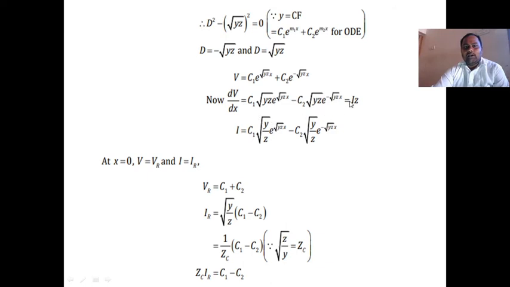Find out the I value. I value becomes dV by dx into 1 by z. So substitute dV by dx into 1 by z. What happens to the I value? I value becomes C1 root y by z e power root yz into x minus C2 into root y by z e power minus root yz into x.